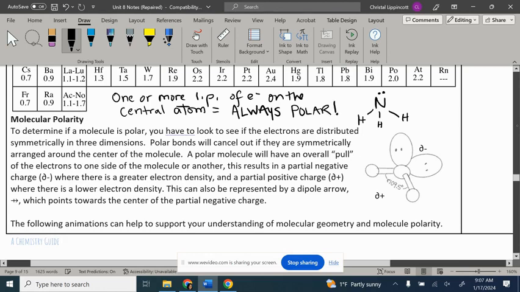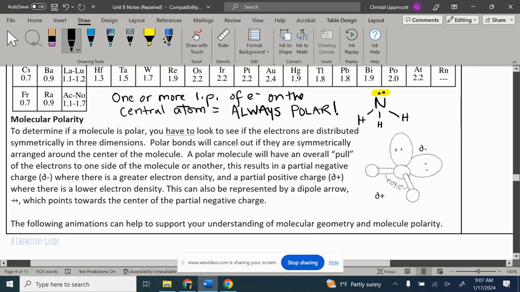So you don't even need to, if you see this here, just write down polar, you're done. You don't need to think anymore. Okay? So if there is a lone pair of electrons on that central atom, write down polar, drop the mic, walk away.